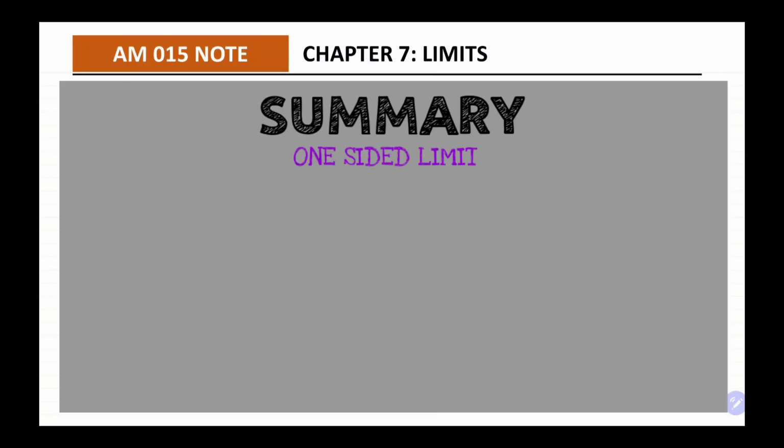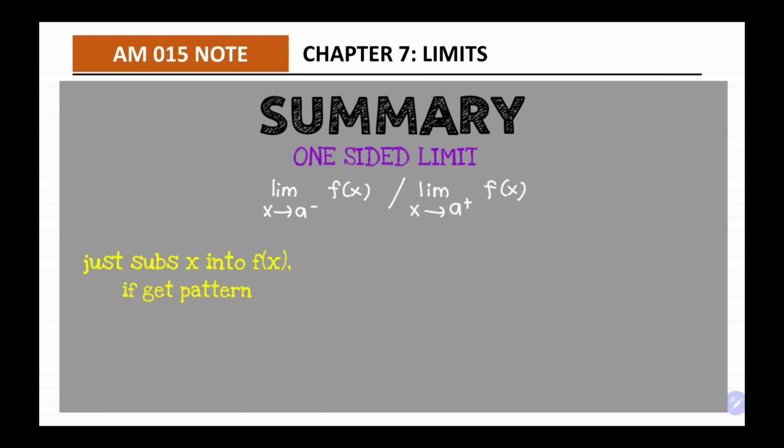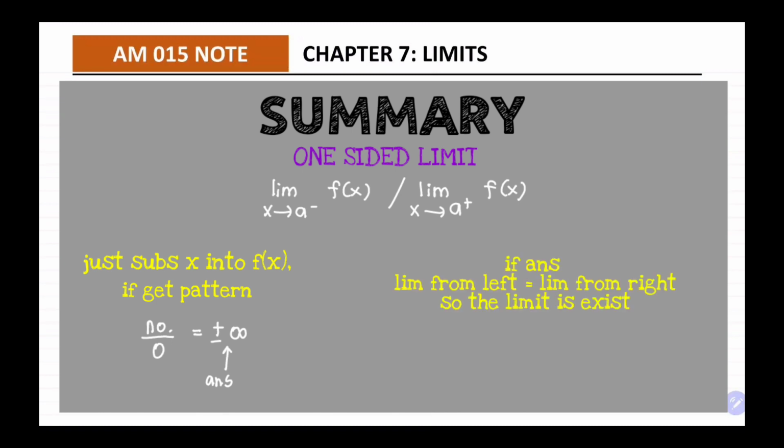Today we learned about one-sided limits. For a one-sided limit, we just substitute x into the function and get the answer. If we get the pattern number over 0, then our answer is only infinity or negative infinity. And for the existence of the limit, if the answer for the limit from the left equals the answer for the limit from the right, then the limit exists.